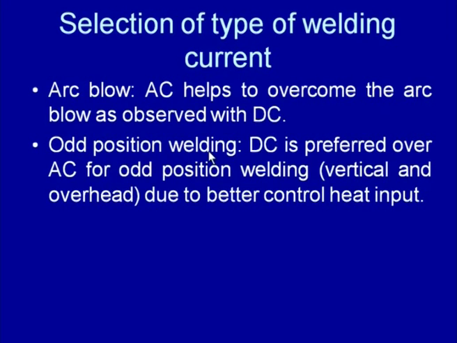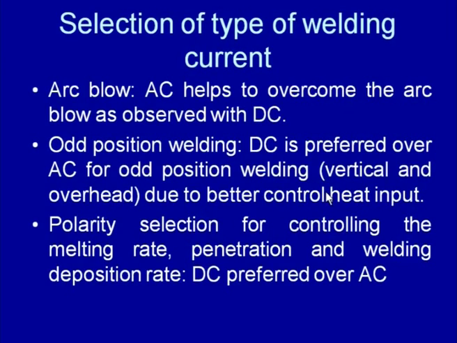Similarly, in odd position welding, where proper control over the weld metal is very crucial, the DC is preferred over the AC, so that molten weld metal can be placed and deposited in the places where it is desired without much falling tendency of the weld metal, because the DC offers better control over the heat put during the welding. So, if we supply very less heat in odd position welding, then the fluidity of the weld metal will decrease, and this in turn will decrease the tendency of the weld metal to fall down, especially during vertical and overhead welding conditions. So, the DC is preferred for odd position welding than the AC.